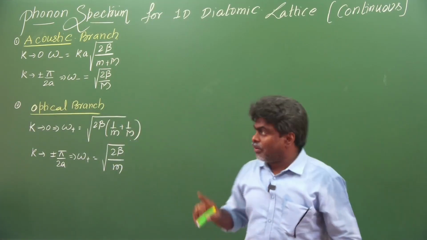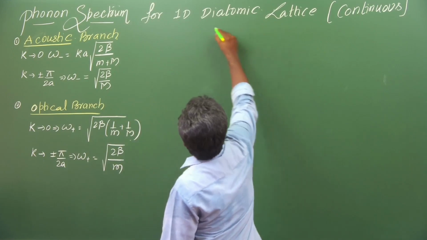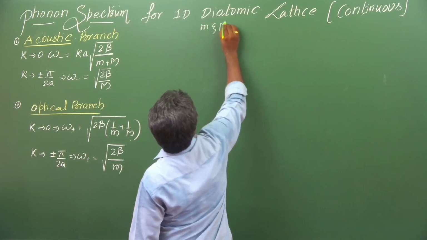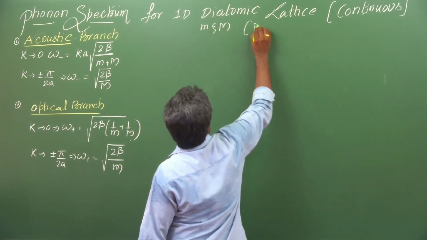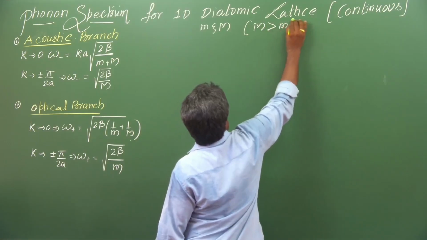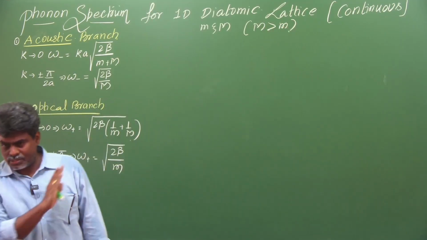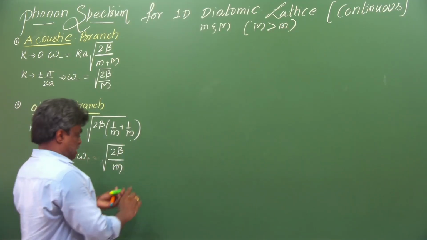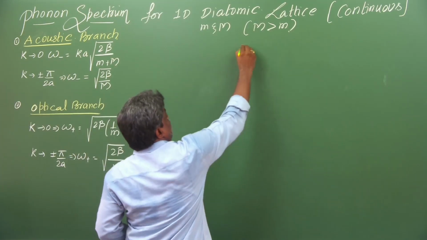Remember one thing, whatever the lattice you have taken, diatomic, that is a small m and a capital M. Maybe in the beginning I forgot to mention that capital M is greater than small m. Common sense, that's why we have written like this. Very nice. Now I am taking the spectrum.